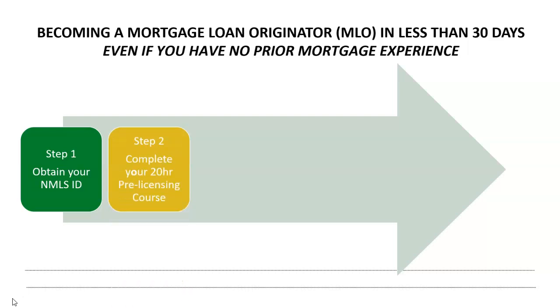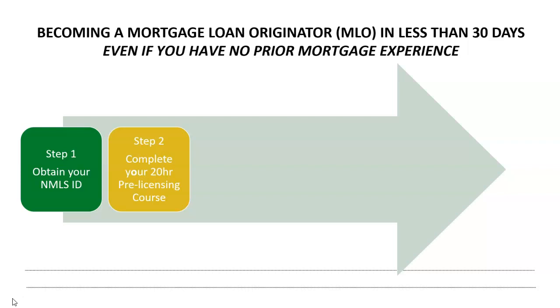Step number 2 is to complete your 20-hour pre-licensing course. This is where I want you to get this out of the way as soon as possible. So I've given you a couple of options. I told you about our 2-day live boot camp. You come for 2 days, 8 a.m. to 6 p.m. for 2 days, 20 hours. It's done. You have 28 days left to become a mortgage loan originator in 30 days or less.